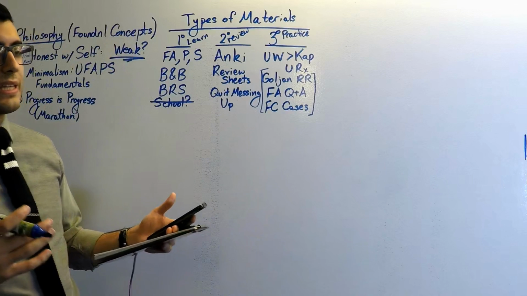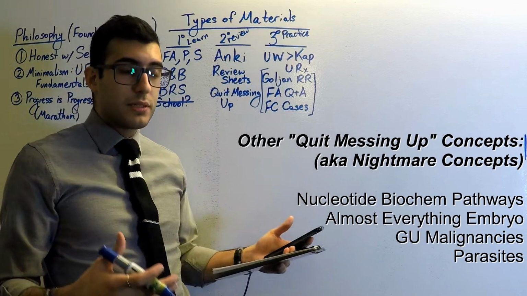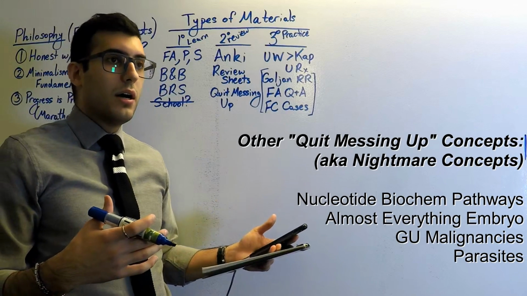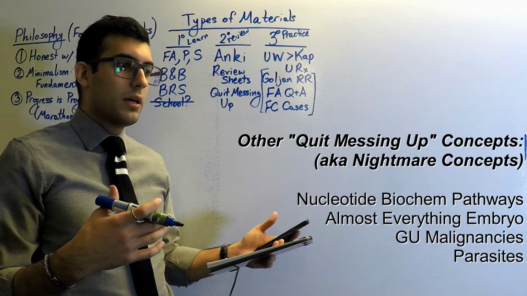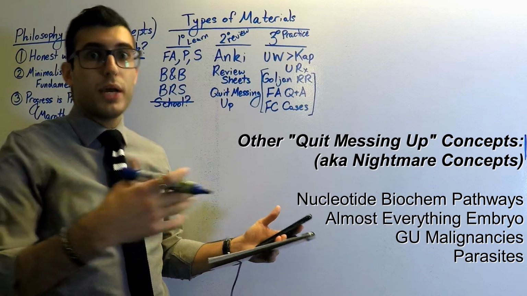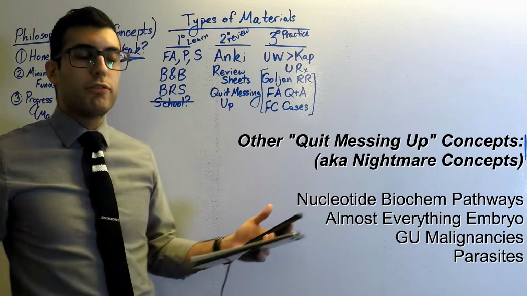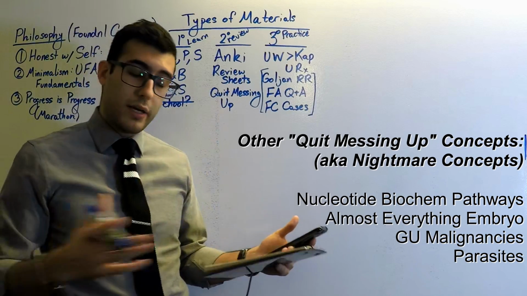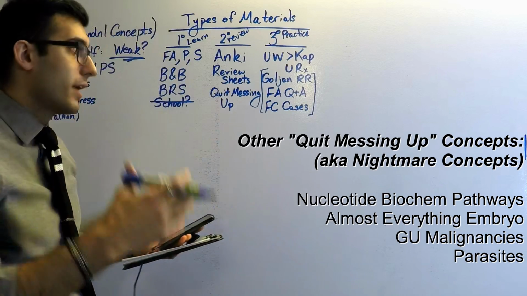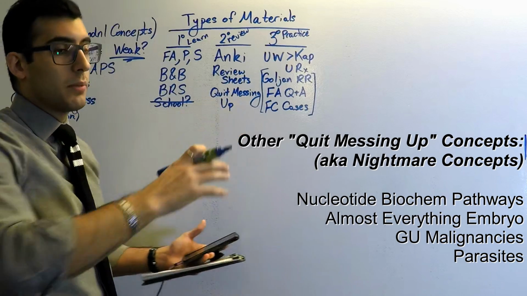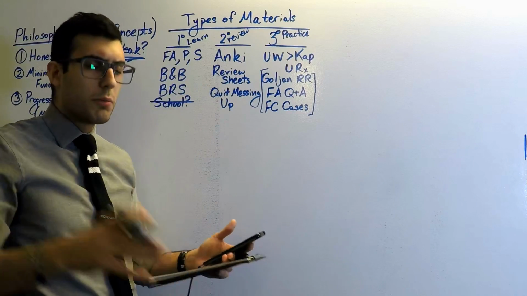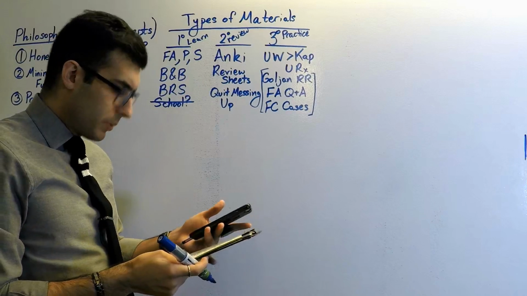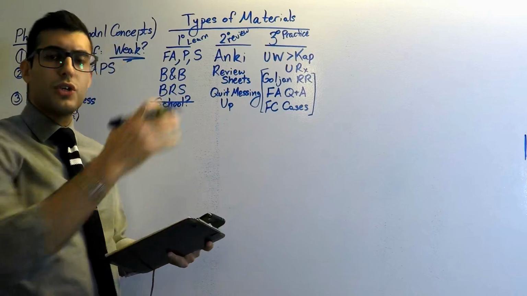For me, that was things like paraneoplastic syndromes, heme-onc, cancers, breast pathology. Awful at breast pathology. I've never gotten it, don't understand it. To this day, I've already forgotten it again. Those are my quit messing up type things, and we'll talk a little bit about how to tackle those a little bit later. And then there's tertiary materials.